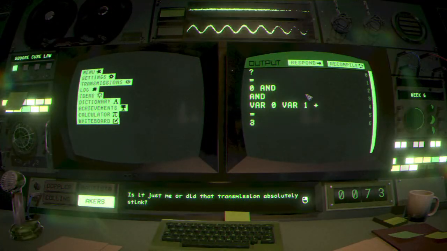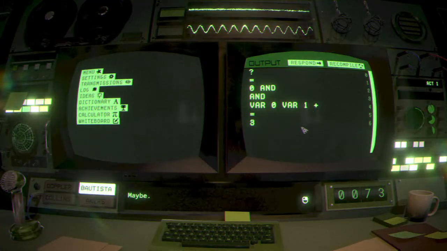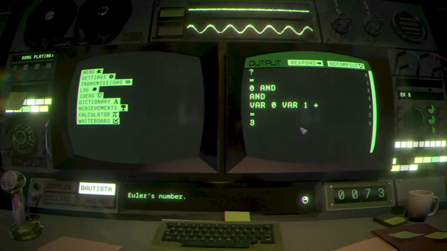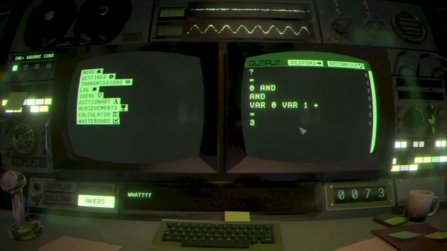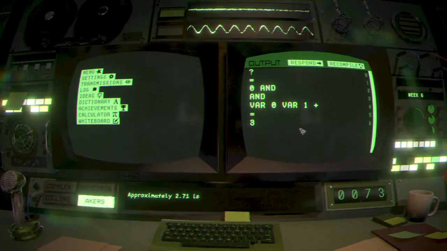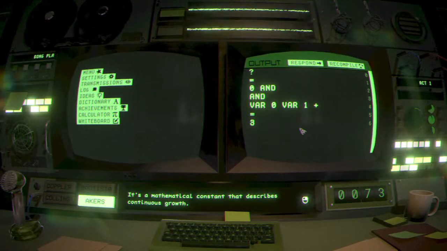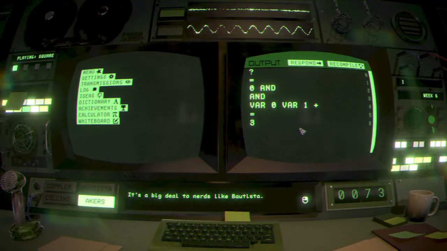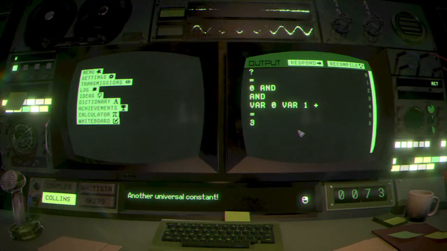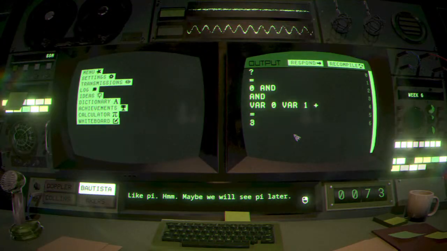Is it just me, or did that transmission absolutely stink? I suspect that the meteor is testing our problem-solving abilities. Maybe. What's it to you? Euler's number. I thought it was familiar. Euler's number, I mean. Oh no, how could I miss that? Euler's number? Approximately 2.71 is Euler's number, commonly referred to as e. It's a mathematical constant that describes continuous growth. It's a big deal to nerds like Batista. Nerds like me, huh? Another universal constant. They're throwing us a bone, something familiar to us. Like pi. Maybe we will see pi later.